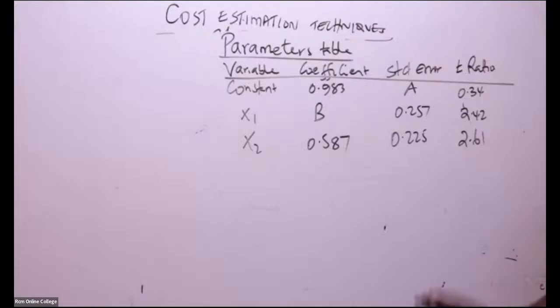So we have the parameter estimates, or the parameters table, the numbers table. We have the variable where we have constant, x1, x2, coefficient 0.983, B 0.587, standard error. We have 0.257, 0.225. T ratios are also given there.